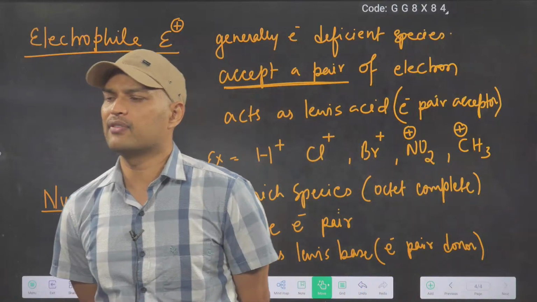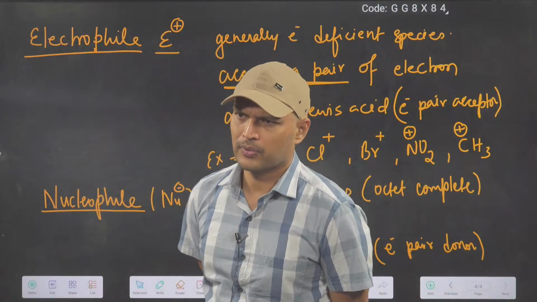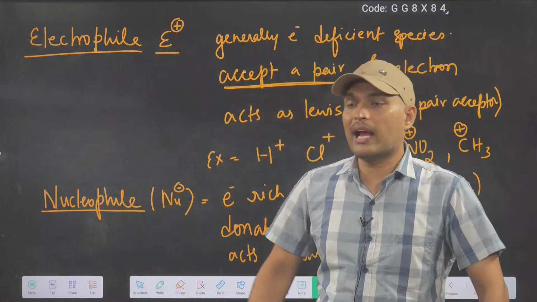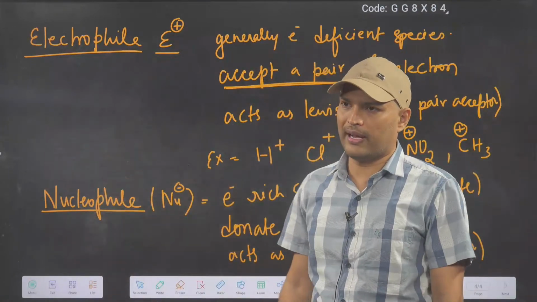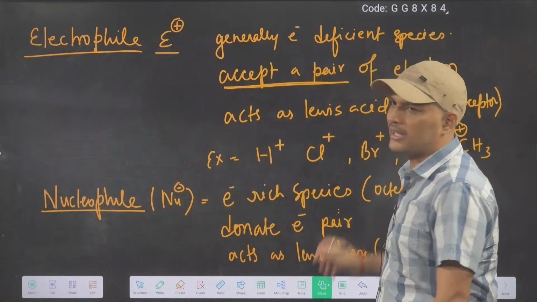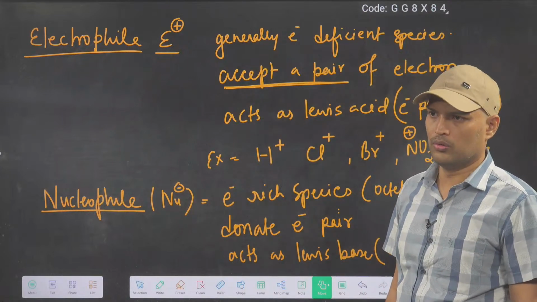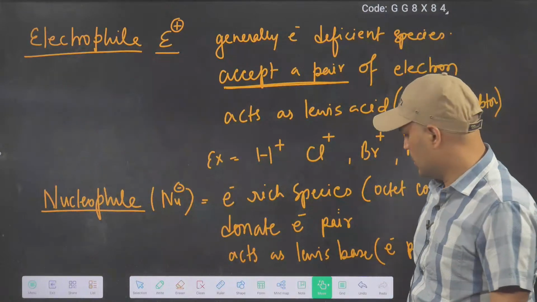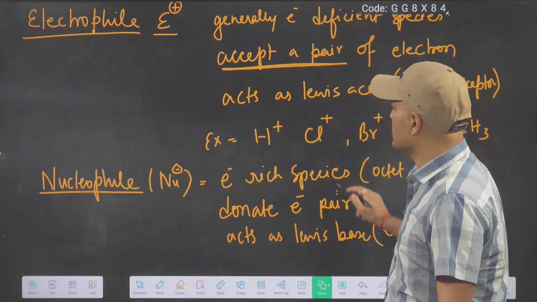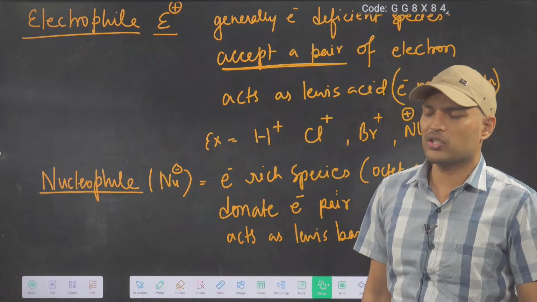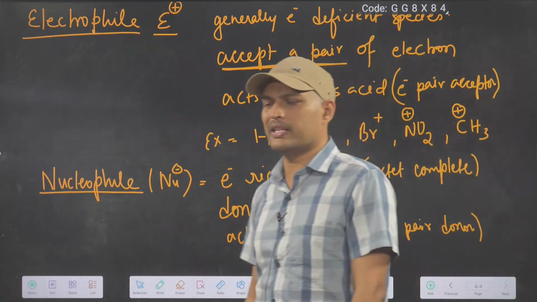Now here I have just written a few points. But when we study this in detail, we will write many examples of electrophiles. All electrophiles are not cations, okay? There are neutral species also, and many more things. As we are listening to this for the first time, we should study just the basics.